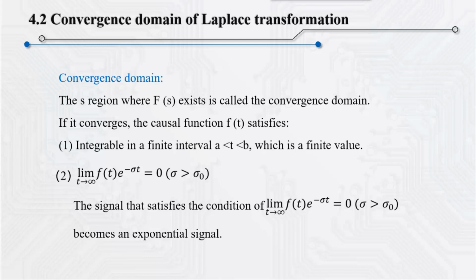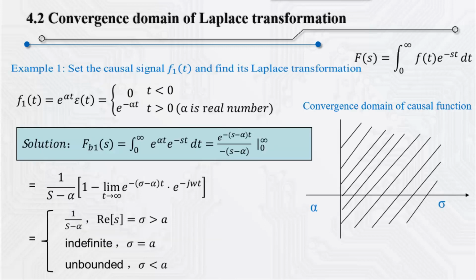When delta is greater than delta 0 and f(t) multiplied by e to the power of negative delta t has a limit equal to 0 when t tends to infinity, such signals are called exponential order signals. That is, an exponential order signal f(t) can increase with t, as long as it grows slower than some exponential growth functions, such as n to the power of t. Let's study the convergence domain of the Laplace transformation through three examples.